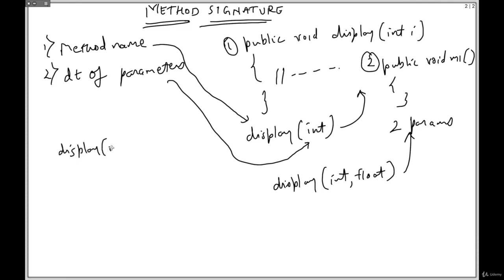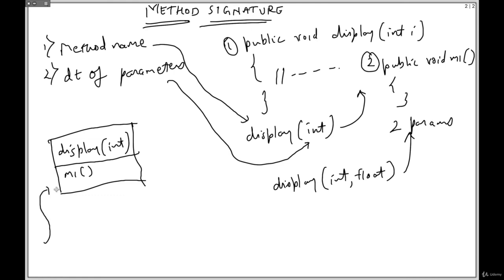So display int is the first method, and the second is m1, with no parameters, and it will create a table sort of like this. It will use this table for method resolution. So whenever you do a method call, it will look up that particular method signature and resolve those calls. Now if the compiler doesn't find a method signature for any of the methods, it will throw an error. And it will also throw an error if you have declared two methods with the same signature.